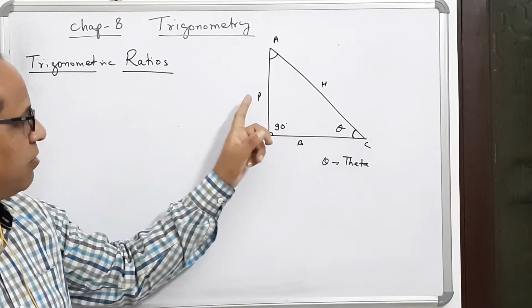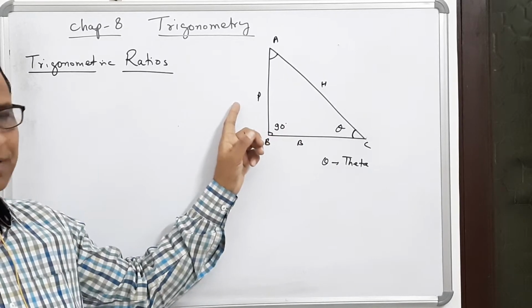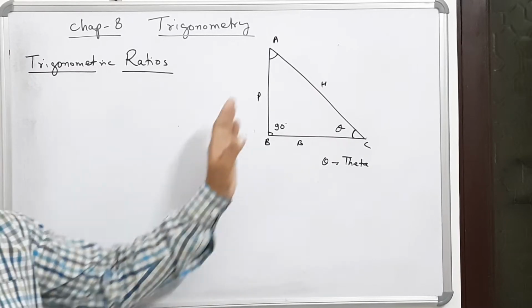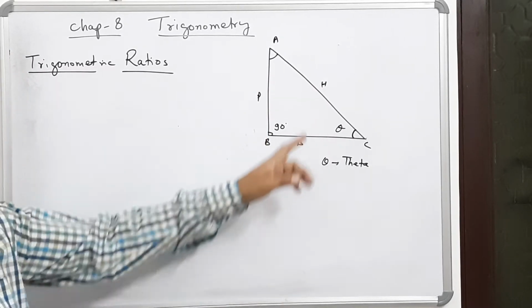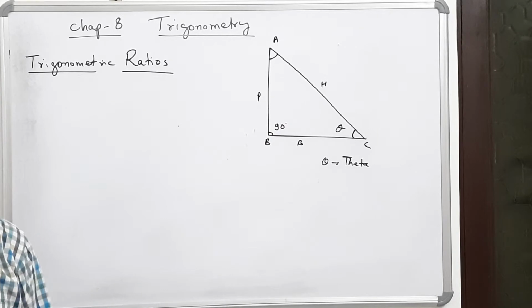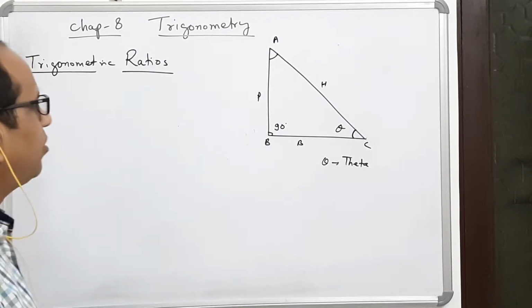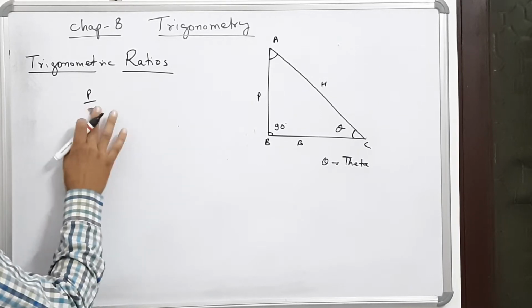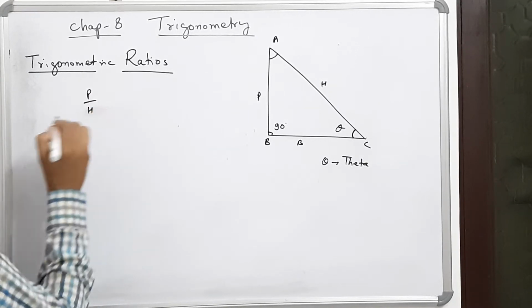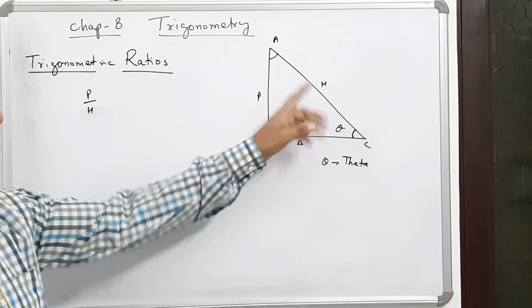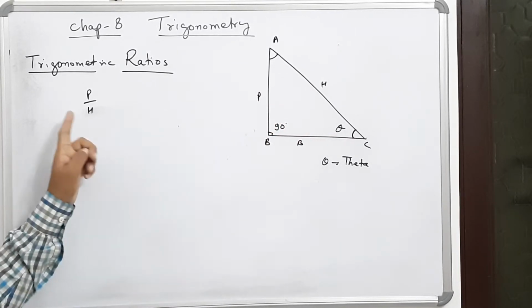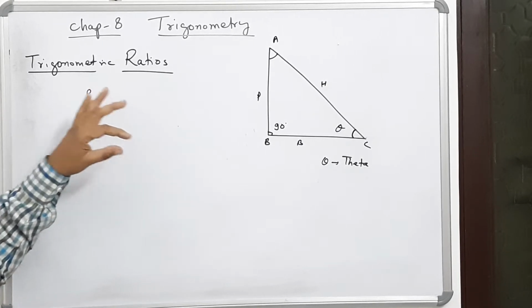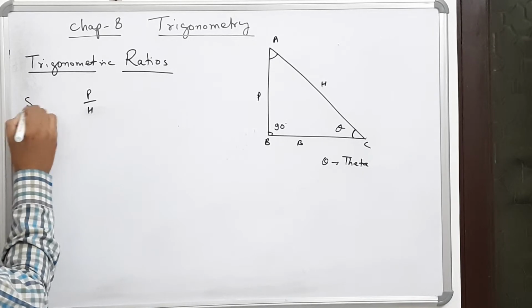Now perpendicular is the side opposite to the angle. The base is the adjacent side and the hypotenuse is the side opposite to the right angle. So in this way we can define different sides. Now with respect to this, if I write P upon H, then this is the ratio of perpendicular with hypotenuse and we name this ratio as sine theta.